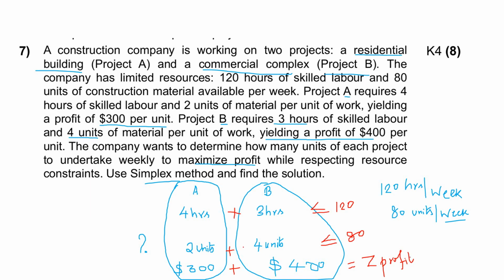So be clear with the concept that project A and project B are happening simultaneously. Then you are owning a company. According to the constraint, you can only have 120 hours spent per week, and you can use only 80 units per week. These are the constraints. Now, based upon this, you have to maximize the profit. So this is the profit: $300 per unit for project A, and for project B, $400 per unit. So we will proceed further.